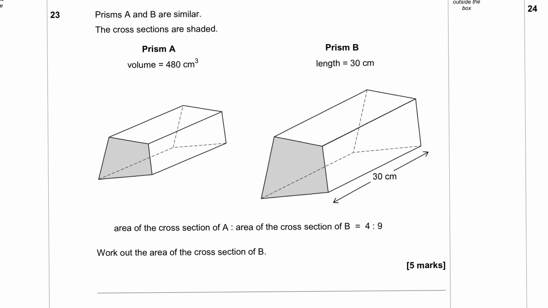So having a look, it says that the volume of prism A is 480 centimeters cubed, but it's only given us the length of prism B. And it says that the cross-sectional area of A to B is a ratio of 4 to 9. So for the areas, area A to area B, we've got a 4 to 9 ratio.